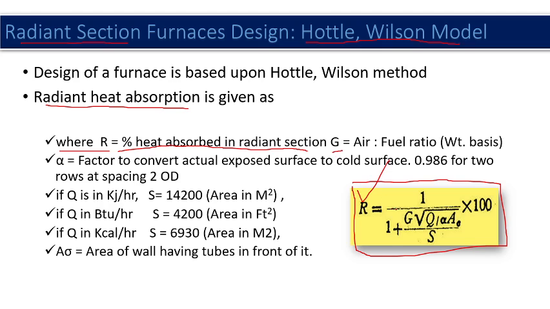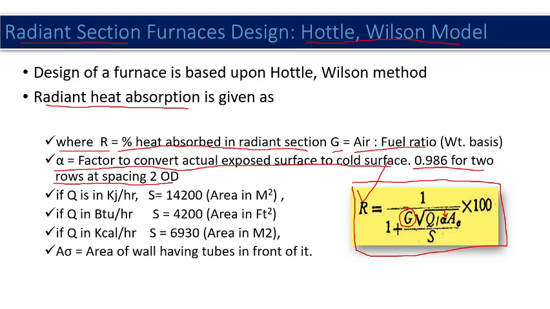G, the second parameter, is the air-fuel ratio on a weight basis that is given into the furnace. Then we have alpha. This alpha is a factor to convert the actual exposed surface to the cold surface, and normally the value is 0.986 for 2 rows at a spacing of 2 OD. Either it can be given in the question or it can be taken as 0.986. Sometimes it is given in the question.